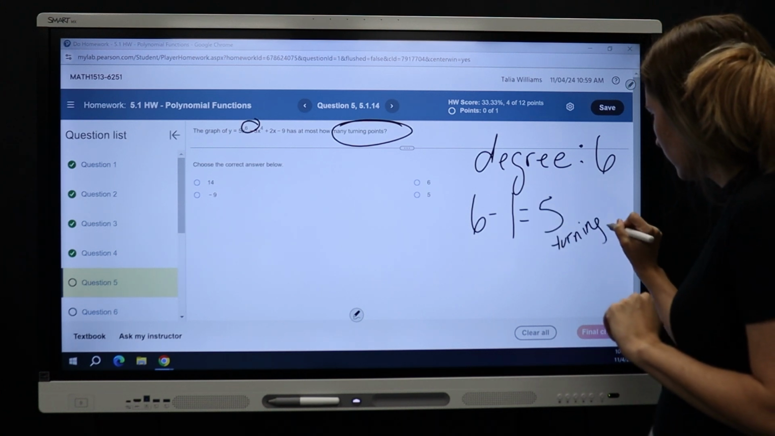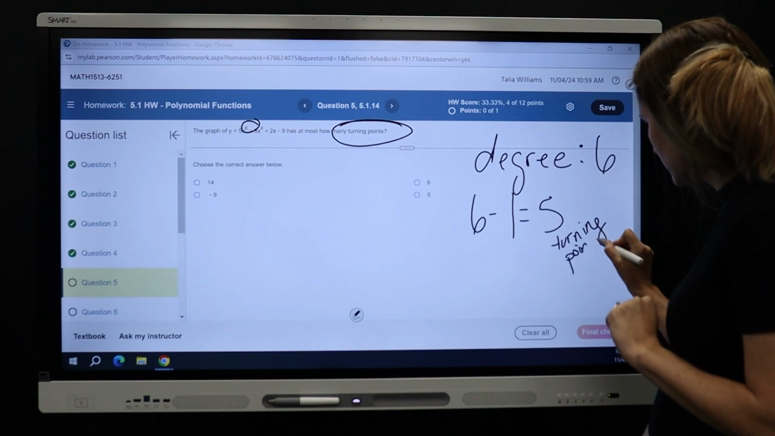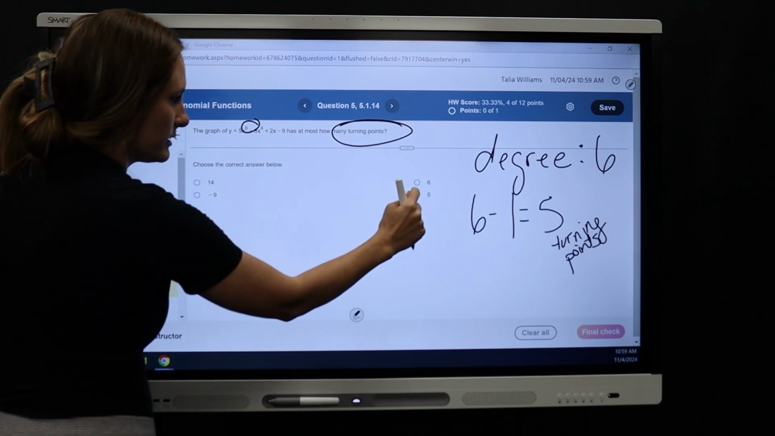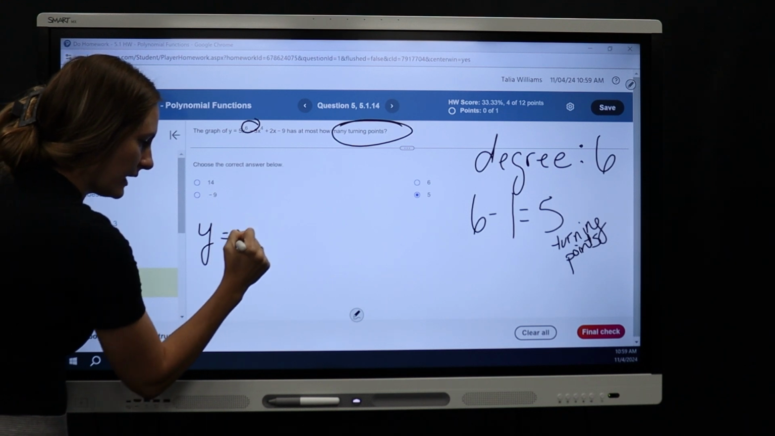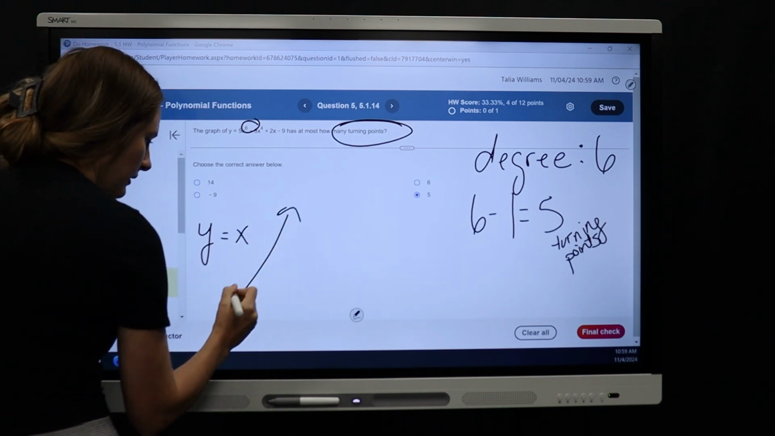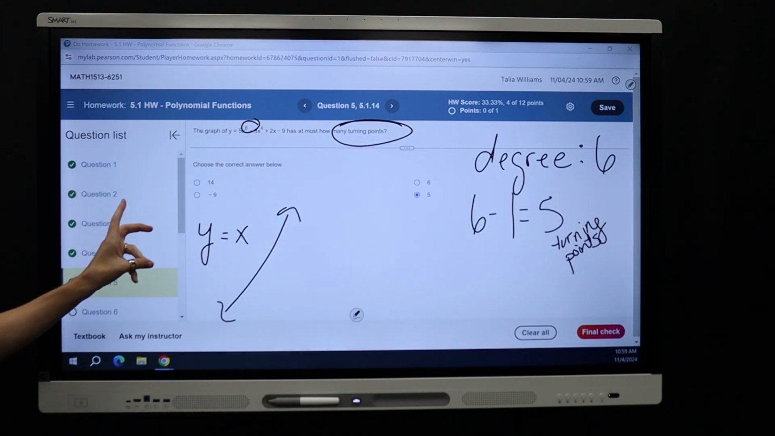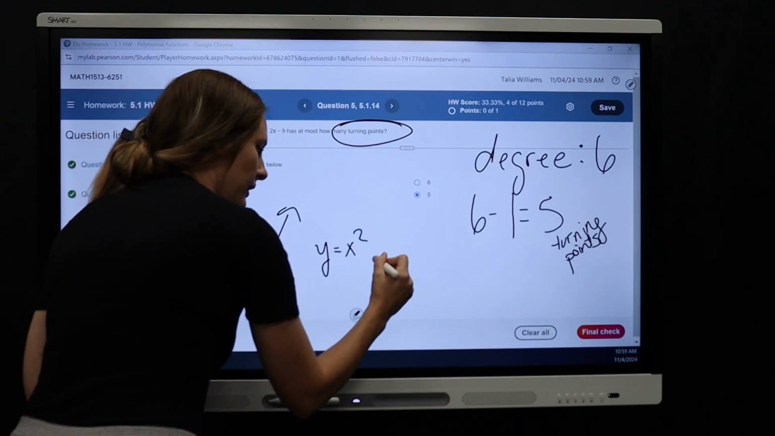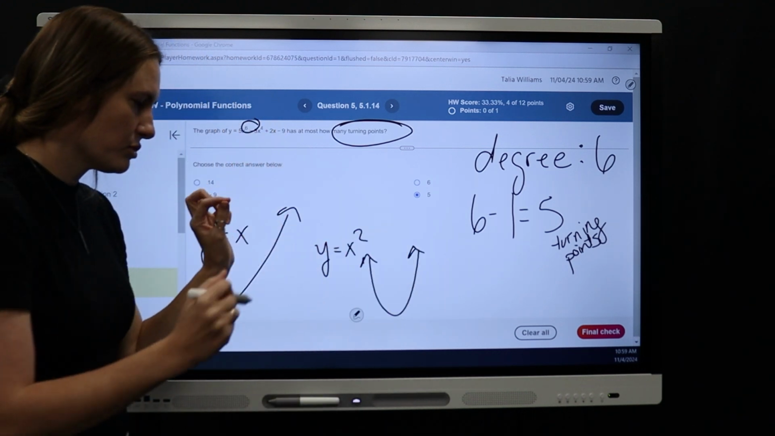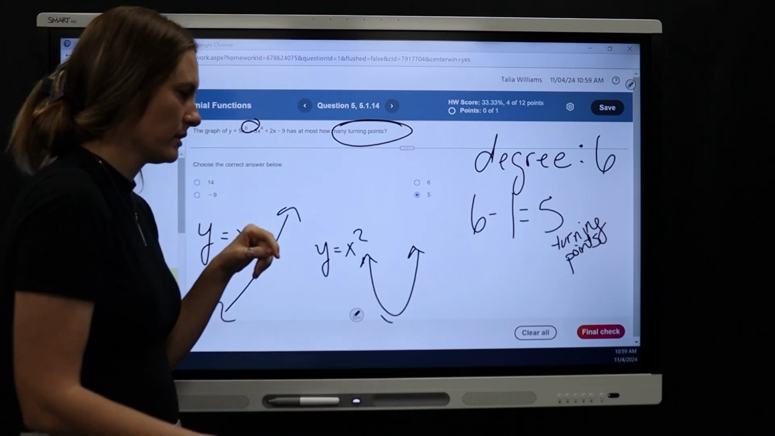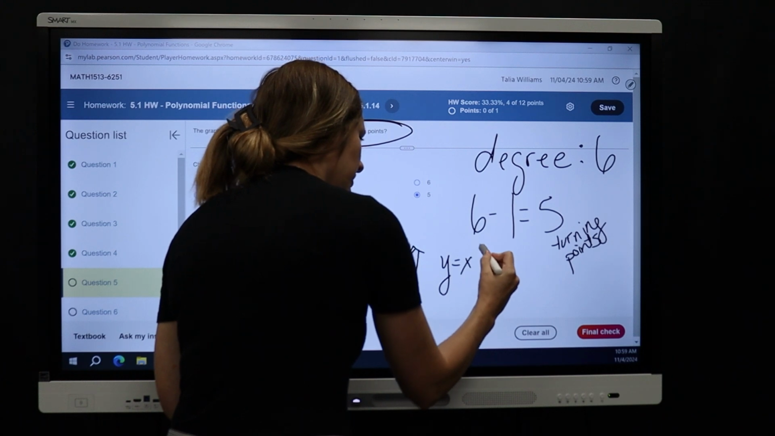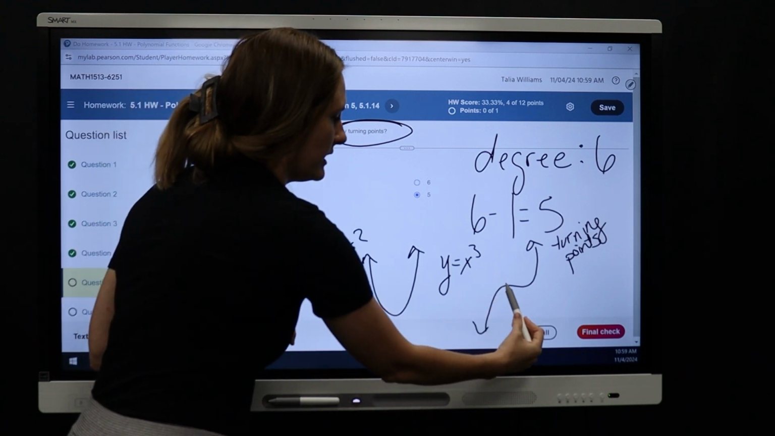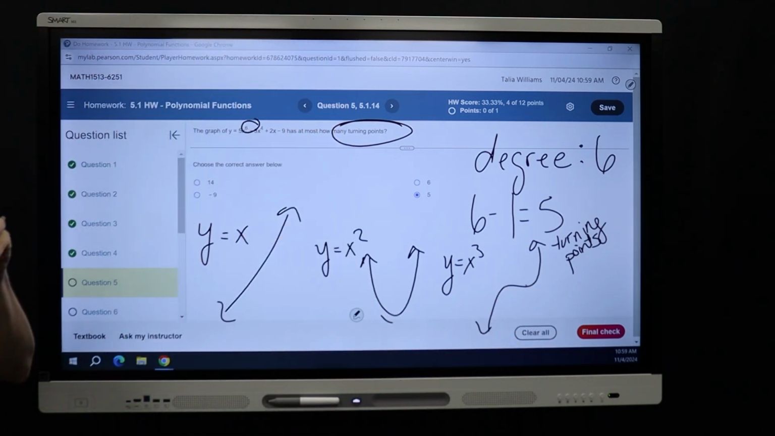And what I want you to think of on this one is, remember, when we have y equals x, that's that straight line. There's no turning points because the degree would be 1. 1 subtract 1 is 0. When we have y equals x squared, it's that parabola. 2 subtract 1, 1 turning point. We turned once. Y equals x cubed does this. So it turns here and here. 2 turning points because you take your highest degree and subtract 1.